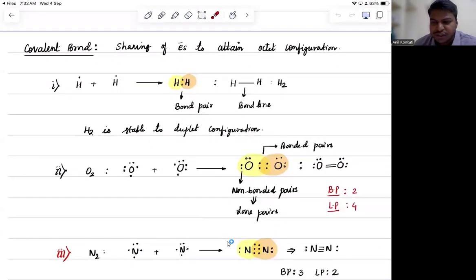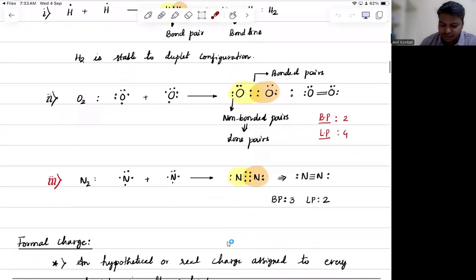Covalent bond is all about sharing of electrons. If you have a single electron on each hydrogen and they share, that will become a bond pair. A bond pair can always be written as a single line for covalent bonds. That is the molecular form of H2. H2 is stable due to the formation of a duplet configuration.